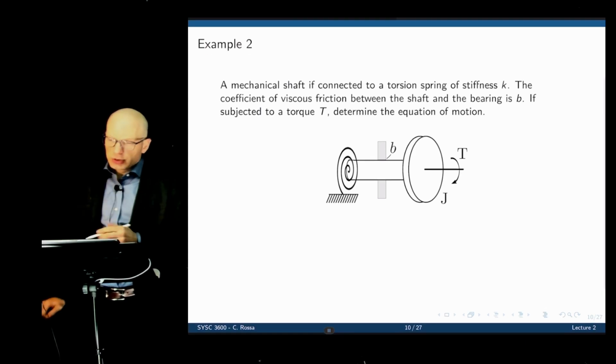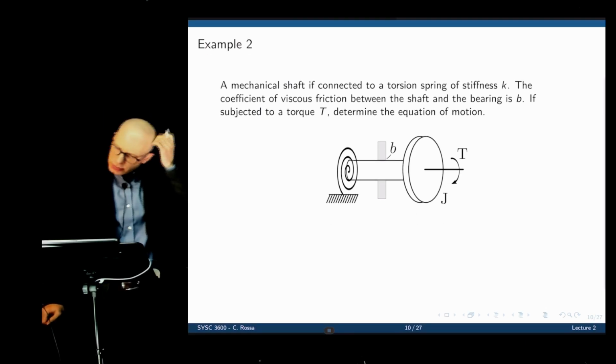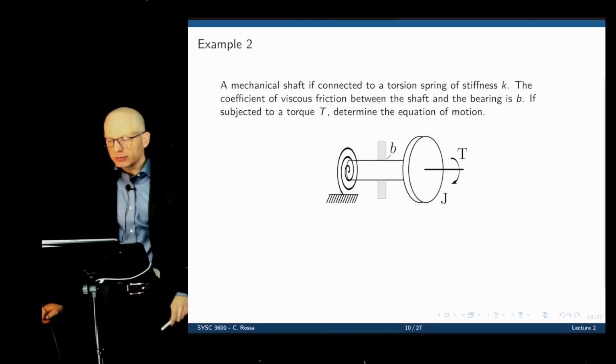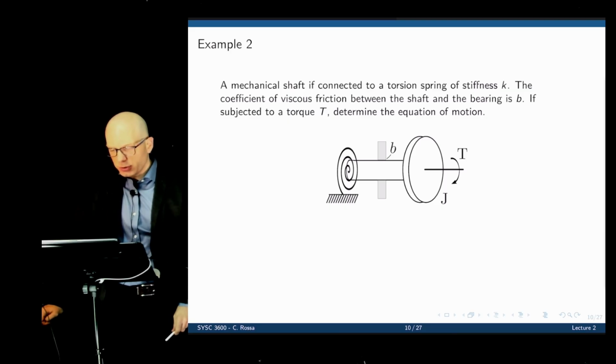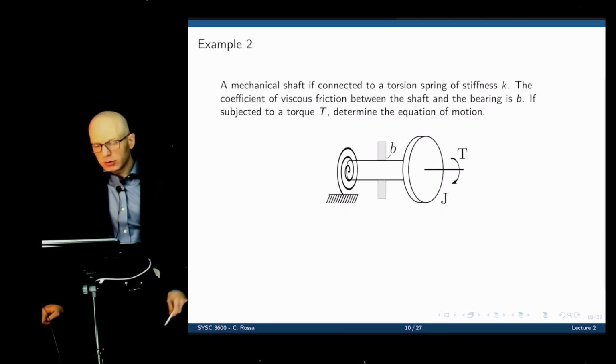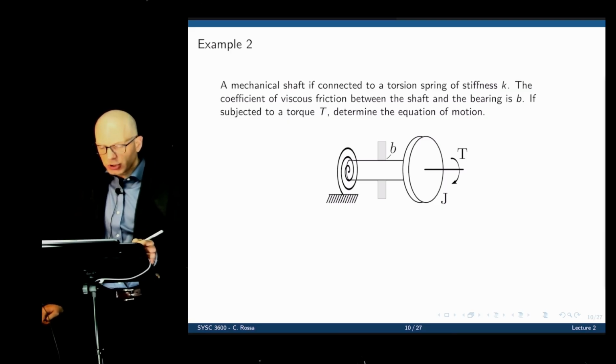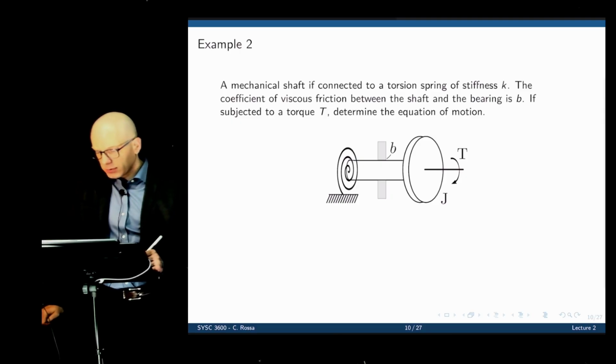Let's do a rotational system instead now. In this rotational system, we have a mechanical shaft that is connected to a torsion spring of stiffness K. The coefficient of viscous friction between the shaft and the bearing is B. If subjected to a torque T, determine the equation of motion.